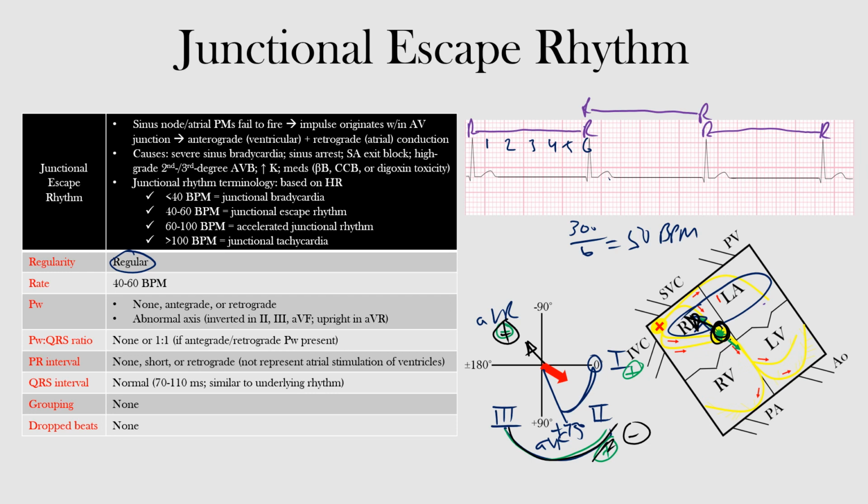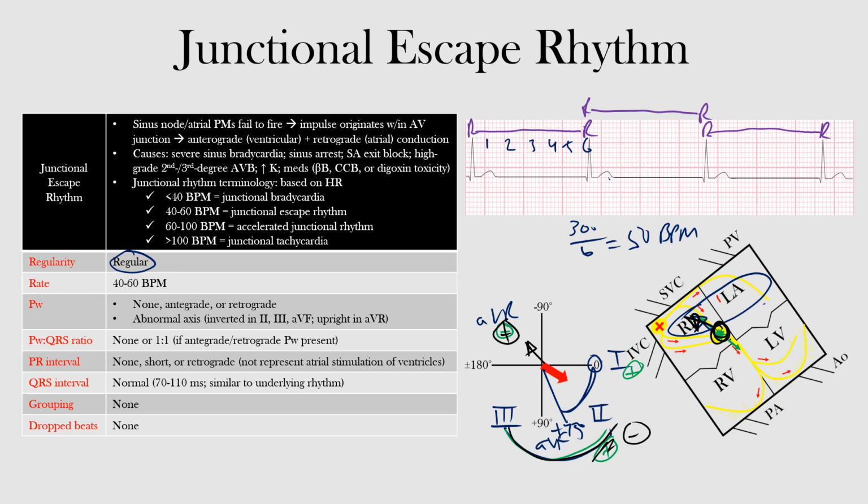Now let's just end by going over basic junctional rhythm terminology. And this terminology is based on the rate of the rhythm. We will go from slower to faster rates. First, we have junctional bradycardia, which is defined as a junctional rhythm with a rate of less than 40 beats per minute. In other words, a slower junctional rhythm, so slower than we're looking at here. Next, we have this junctional escape rhythm, where the rate is between 40 and 60 beats per minute, okay?